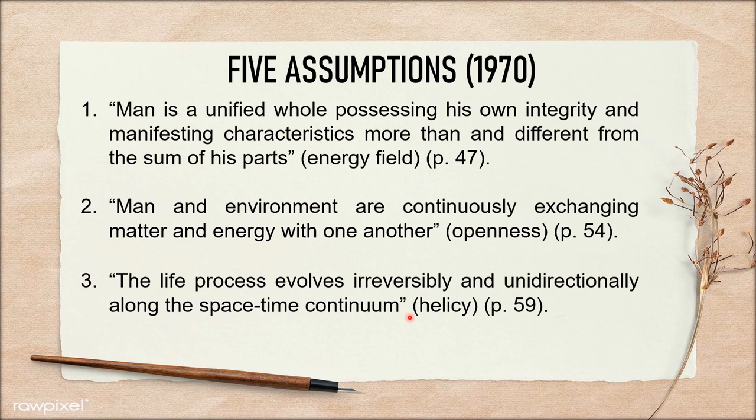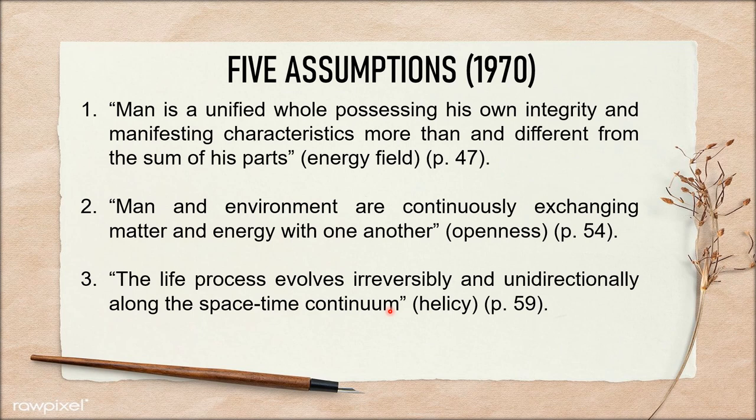And then the third one is the life process evolves irreversibly and unidirectionally along the space-time continuum. So this means that each individual will go through the life process. This is the same with the stages of development, wherein we start as an infant, as a child, and then adult. Right? We cannot go back to being a child if you are already an adult, or if you have a problem or a sickness, you cannot go back to the previous state wherein you had not yet encountered the problem or the sickness. All you have to do is to change the pattern so that there will be a solution to that problem or illness.